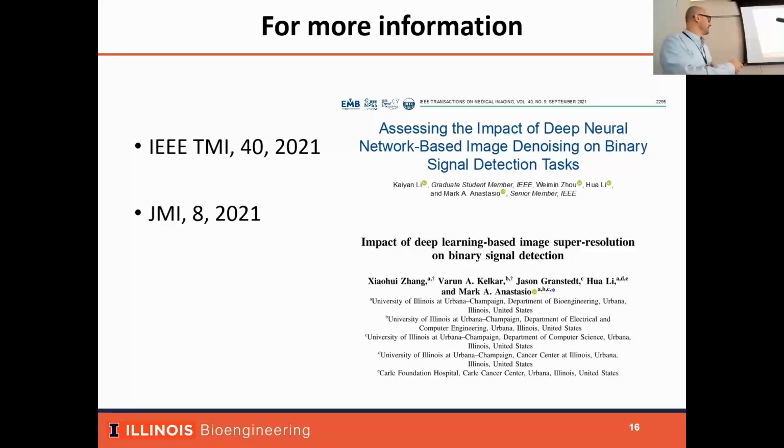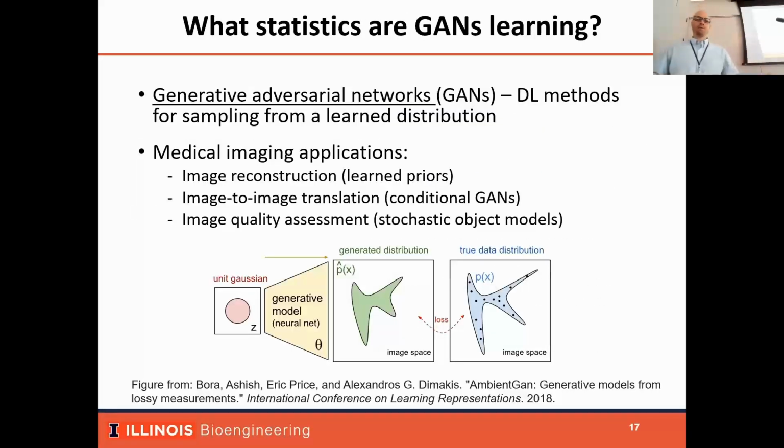And Kaiyan Lee is the lead student who performed the simulations relevant to this case study. And we have a TMI paper in 2021 that describes that. And there's also a paper on a related topic of super resolution, single image super resolution, and its impact on binary signal detection that appeared in JMI last year. Okay, let me move on to the second case study.